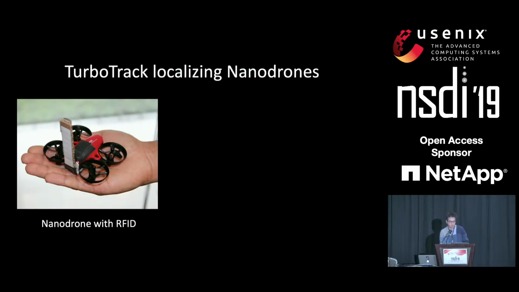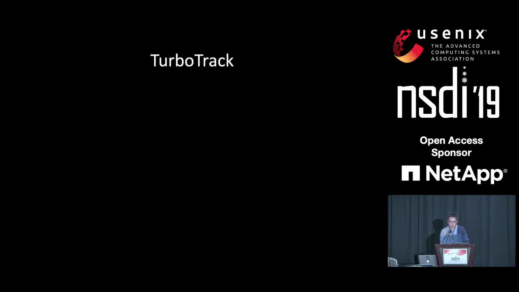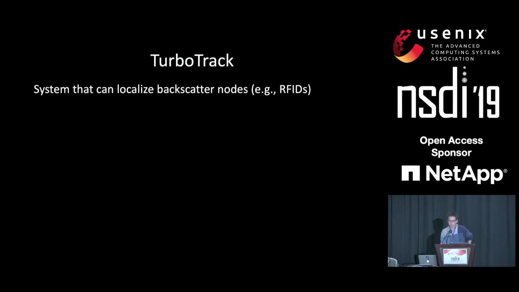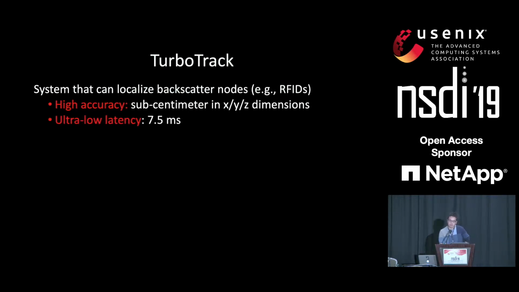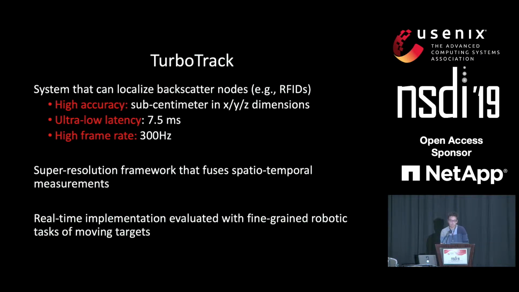The second task we try to do is localizing nanodrones like this by attaching RFID to them. What we show is that we can enable multiple drones flying in the air in very difficult trajectories and still achieve a very high level of accuracy for both of them. So in this talk, I will be telling you how we managed to do this. I will introduce TurboTrack, the system that can localize backscatter nodes like RFID with very high accuracy, sub-centimeter in all three axes, ultra-low latency, 7.5 millisecond end-to-end latency, and a high frame rate of 300 Hertz. At the core of our technique is a super-resolution framework that can fuse spatial-temporal measurements over time. And then we do a real-time implementation and deliver on multiple fine-grained robotic tasks.